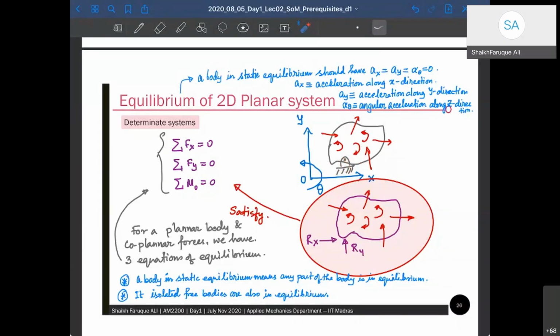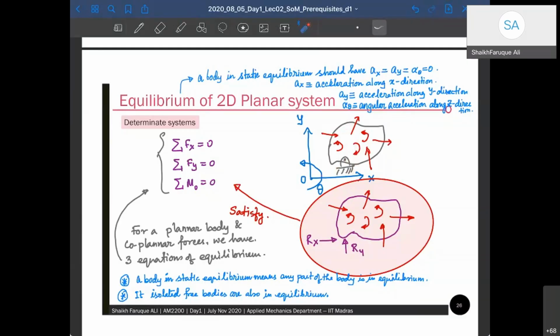Similarly, the body can be acted upon by many forces, right? All those forces and moments can be assumed to be passing through a single point, and you can find an equivalent force and an equivalent moment. And that equivalent force and equivalent moment has to be counteracted or balanced by the reaction forces and moments that are generated by this hinge support here.